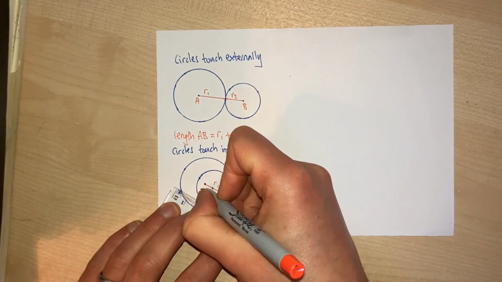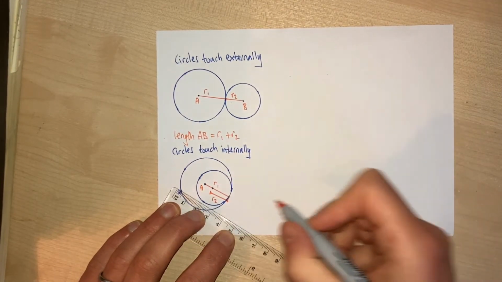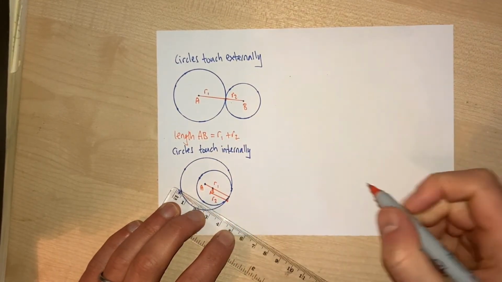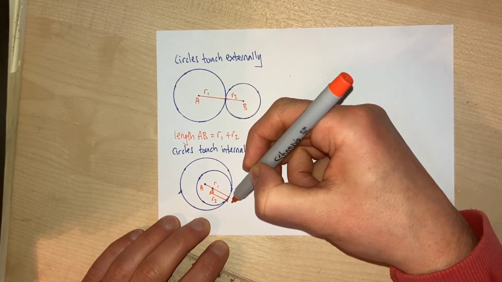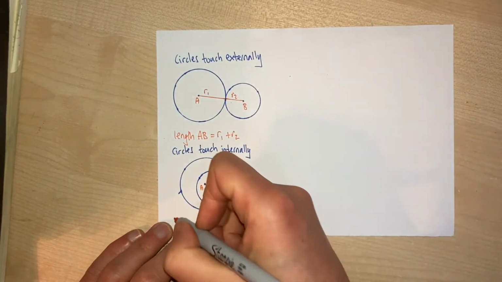So again, if we call the larger circle centre A and the smaller circle centre B, then the length of AB is the larger radius minus the smaller radius.